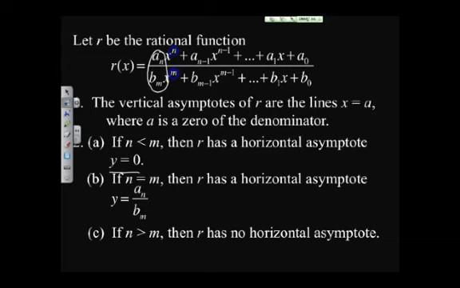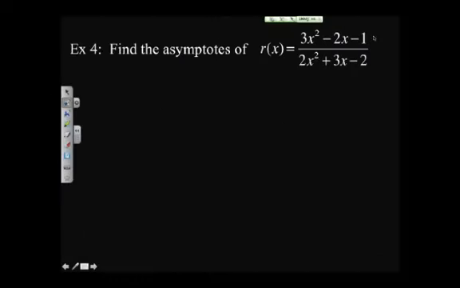So the three cases for horizontal asymptotes: if n is less than m, we get y equals 0. If n equals m, we get this fraction made up of the leading coefficients. And if n is greater than m, there is no horizontal asymptote. So now we want to find the asymptotes of this function. To do that, we have to factor it.